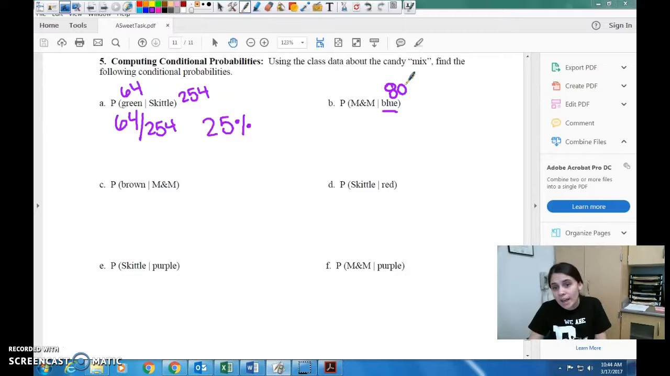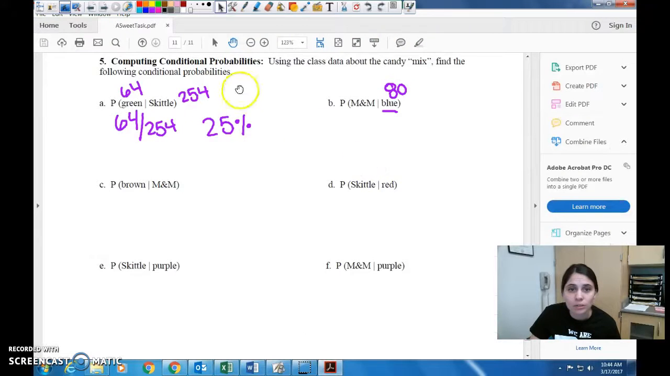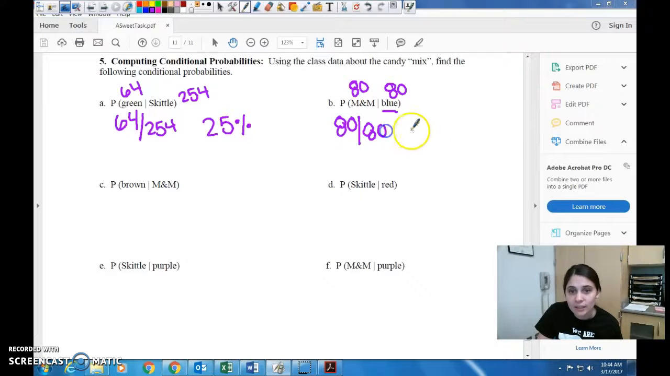Now, I only care about blue candies, and now I want to know how many of my M&Ms are blue. So I don't care about any other colors. Let's figure out how many blue M&Ms I have. So coming back to my table, I have 80 blue M&Ms because there's no blue Skittles. So to find the probability that it's an M&M, if we know that it's blue, is 80 divided by 80, which is 100%, which makes sense, right?